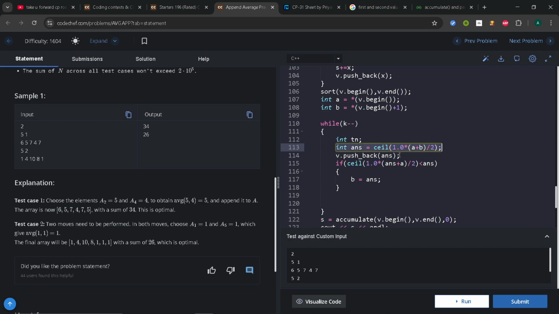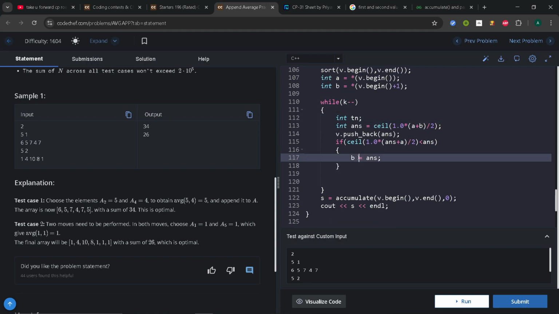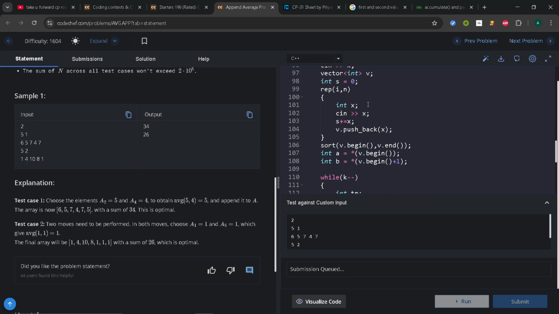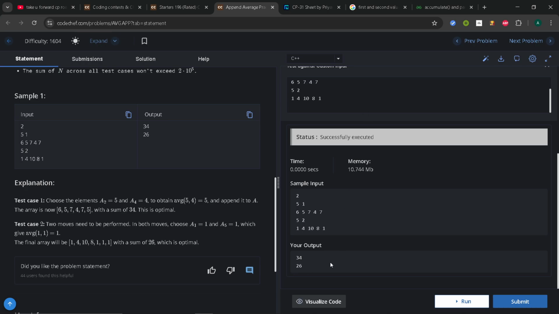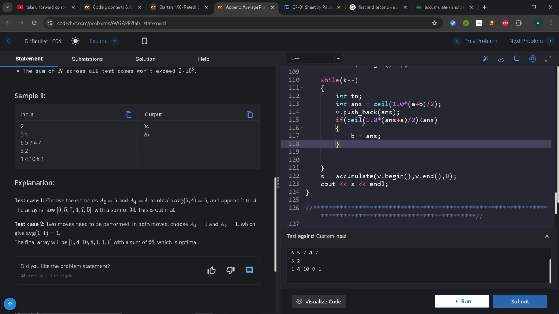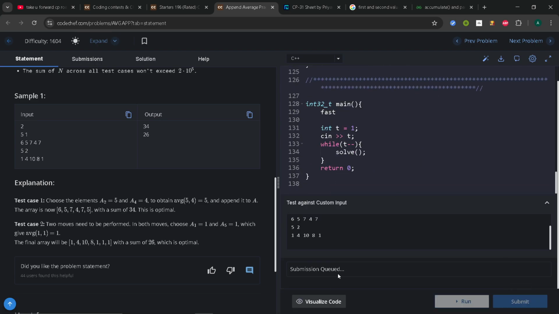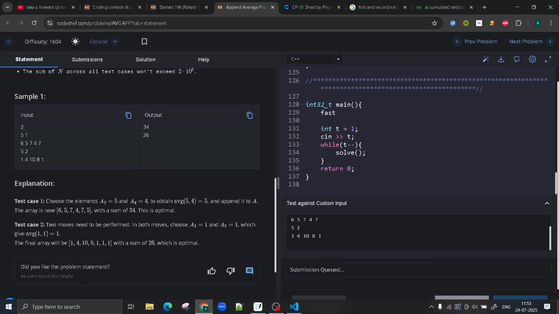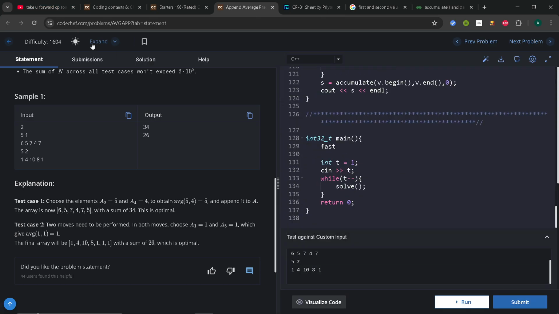answer is equal to the average of 5 and 4, push back answer, the value of B. I guess I'm doing the correct thing. Oh, okay. I don't know where it went wrong. I'll just submit and look at it. If this doesn't work, then I have to look for the solution. TLE again. Well, we'll look at some solutions here.